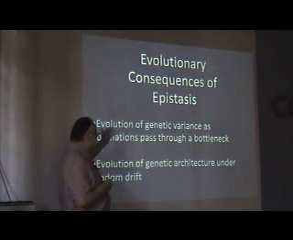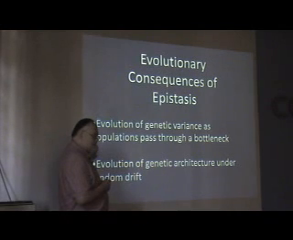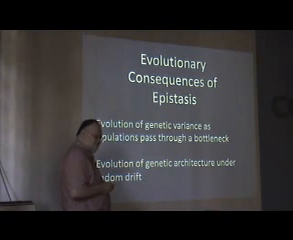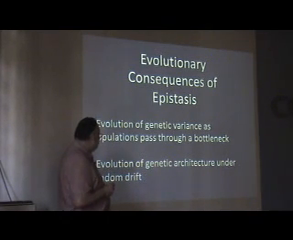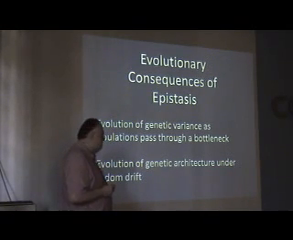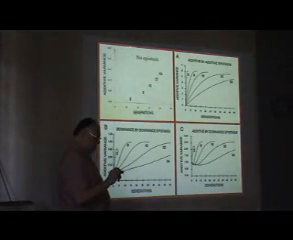So we're going to look at two evolutionary consequences of epistasis for now. We're going to look at the evolution of genetic variants as populations pass through a bottleneck, and Charles talked about this, and the evolution of genetic architecture, the genetic background under random genetic drift. These studies use the same population of mice that I've been talking about. But in the F3 generation, I'll first talk about the theoretical stuff.